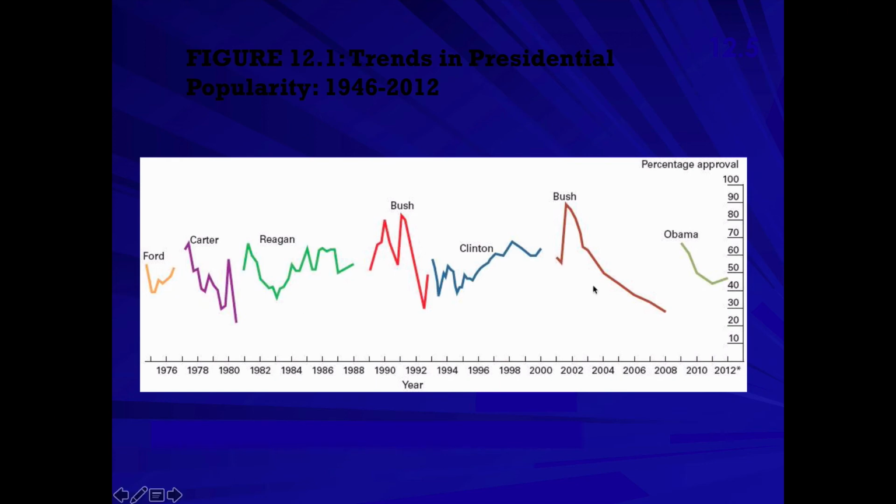So, and as you can see, the second President Bush right here got one of the highest percentage approval ratings of all time right after September 11th, 2001. But he dipped low, in fact, just as low as any other president had been.